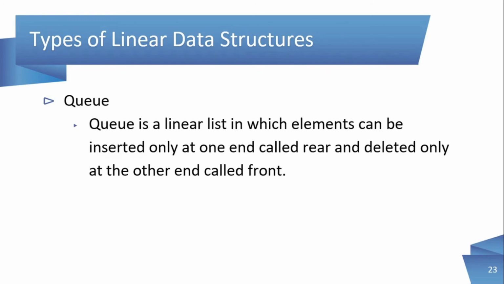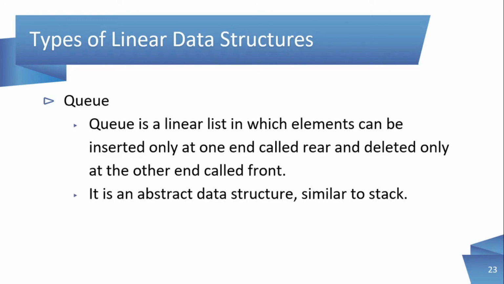Queue. A queue is a linear list in which elements can be inserted only at one end, called rear, and deleted only at the other end, called front. It is an abstract data structure similar to a stack. It is a data structure that uses the FIFO rule, or the first in first out rule. In this rule, the element which is added first will be removed first.